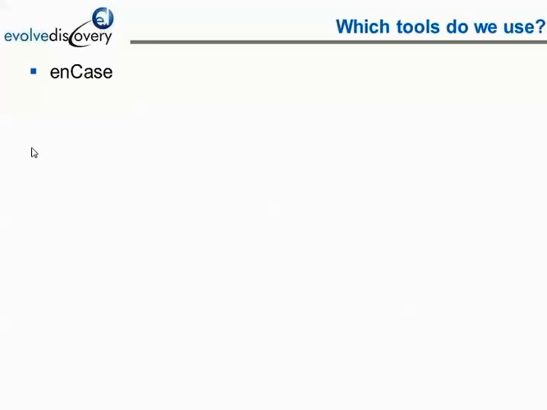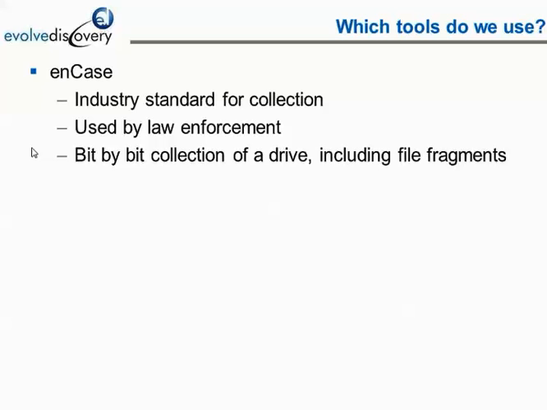One of our basics here is EnCase. This is kind of the industry standard for collection. When you see people dragging computers out of some white-collar crime home, that's what they're doing. They're using EnCase back at the office to make a copy of this stuff. And again, it is a bit-by-bit collection of a drive, including file fragments. Now, this is kind of the gold standard here, and this is generally what we would use if we were sending a forensics person off to somebody's location to collect their data.